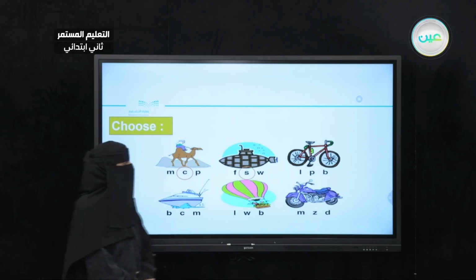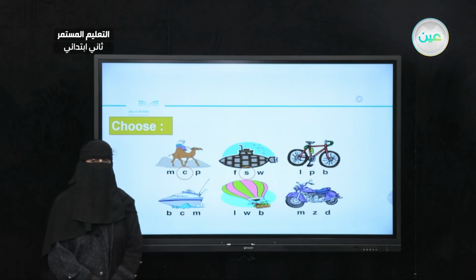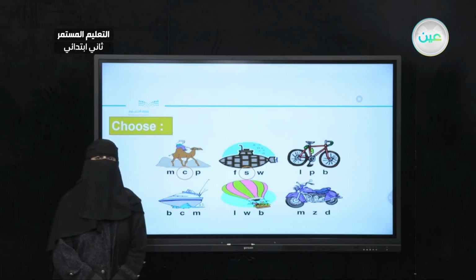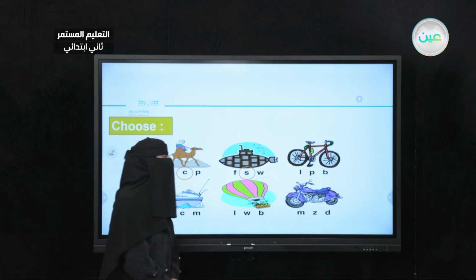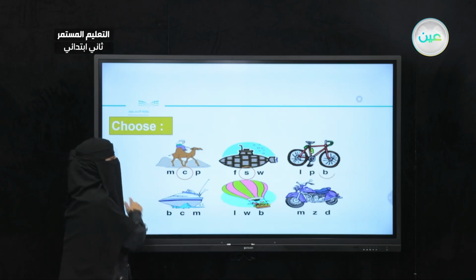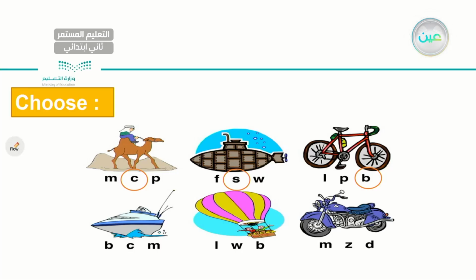Very good, submarine. Next one I have is a bike. A bike, not a pike, bike. I have L, P, and B. The answer is B. Very good, bike. Next one, this is the one that we just did. I have a boat. It is a letter B. Very good. Next one I have is a balloon. B. Very good. And the last one I have a motorcycle. I have M, Z, and D. The letter is M. Very good, my dear student.